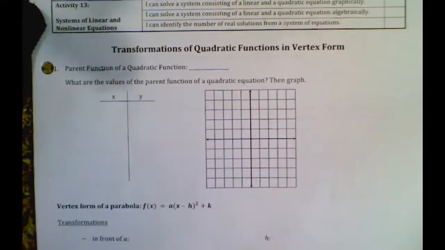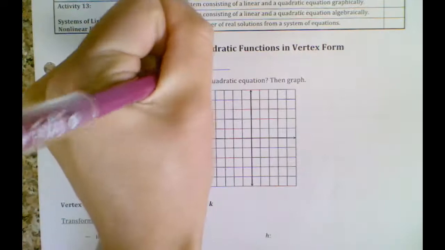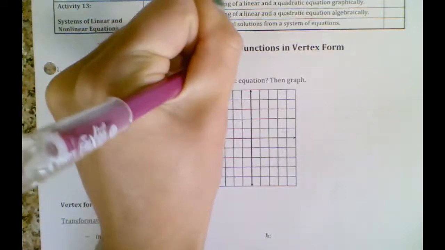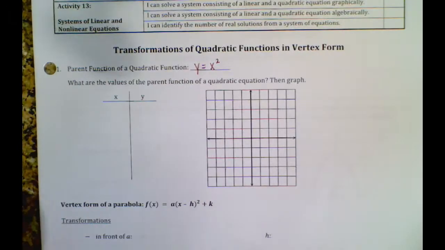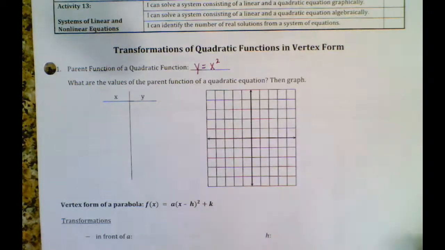So, transformations of quadratic functions in vertex form. Real quick, I want to review: the parent function of a quadratic function is y equals x squared. Remember, the x squared part makes it a quadratic function. All right. Now it says, what are the values of the parent function of a quadratic equation? Then graph it.